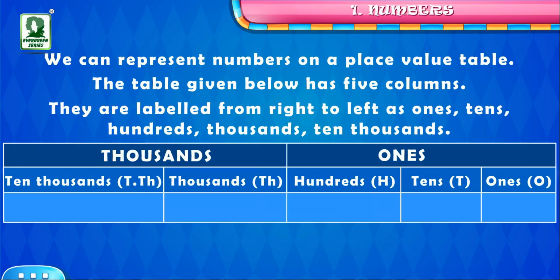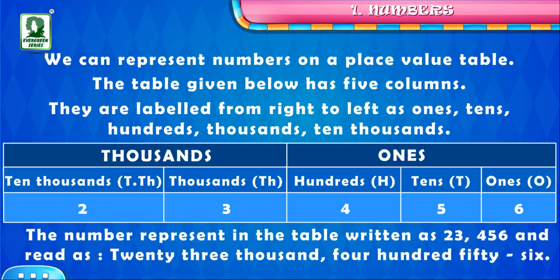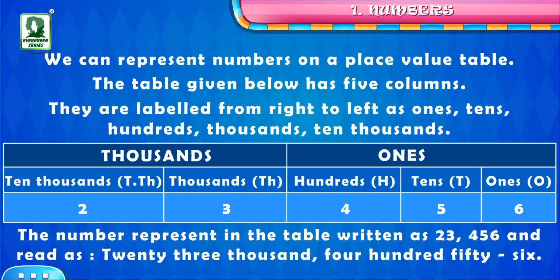In ones, we'll write 6. Then in tens, we'll write 5. Next digit is 4, comes in 100. Then in thousands, we will have 3. And 2 will be in 10,000. Thus, the number is 23,456.